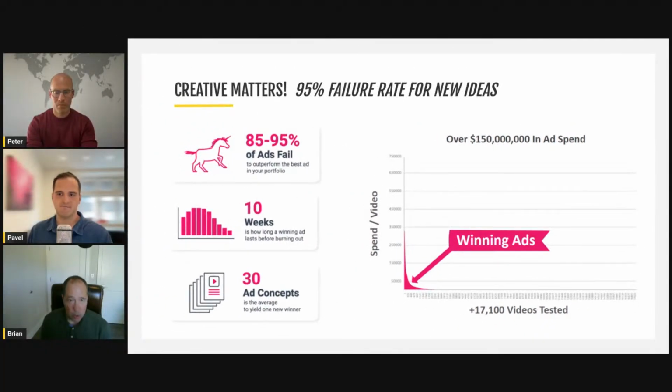Versus for some reason, there's like sprinkle fairy dust magic on some of these concepts and they run for weeks or months and they spend a tremendous amount of money. There is no changing it. That's the failure rate. That's the success rate. The only thing you can do is come up with a mechanism for incubating new ideas.